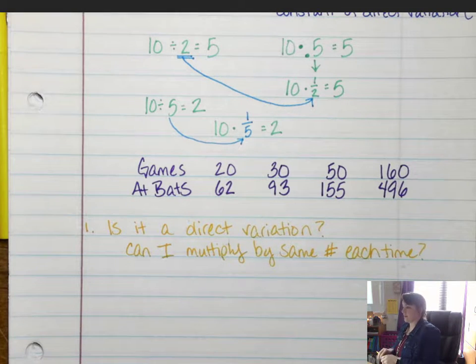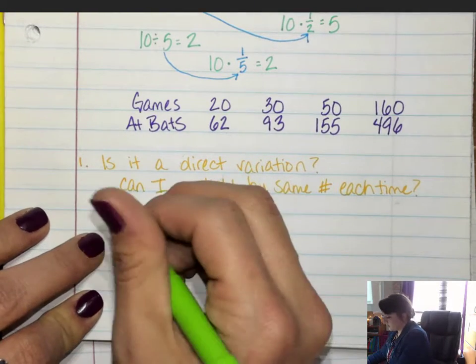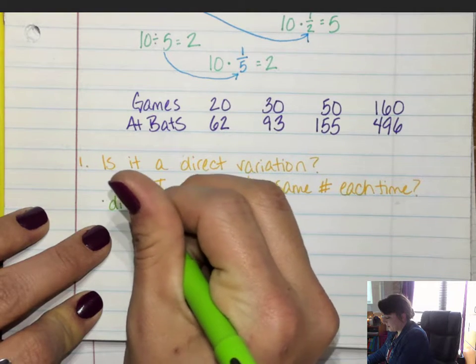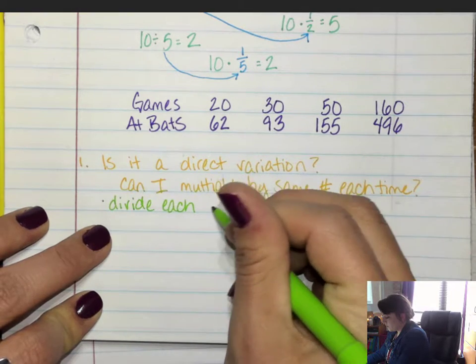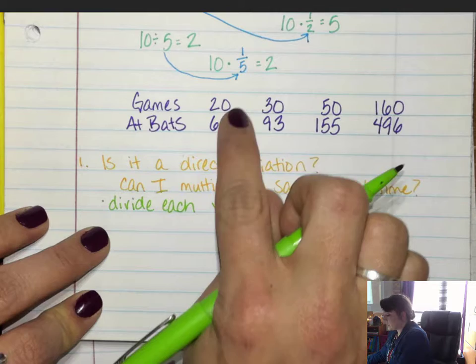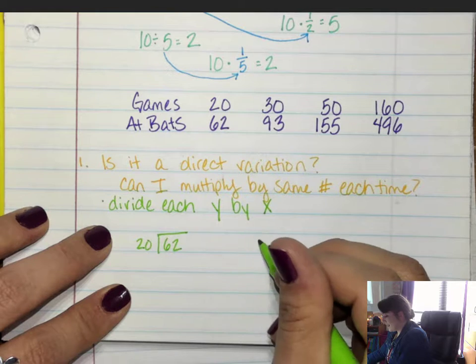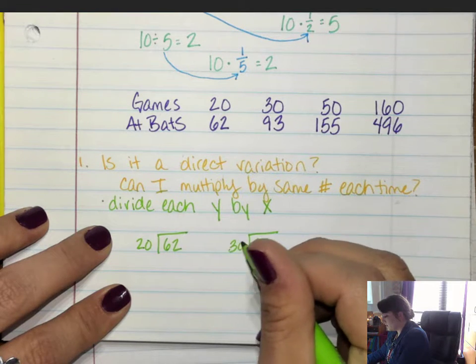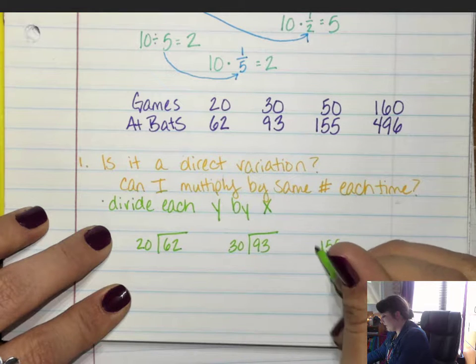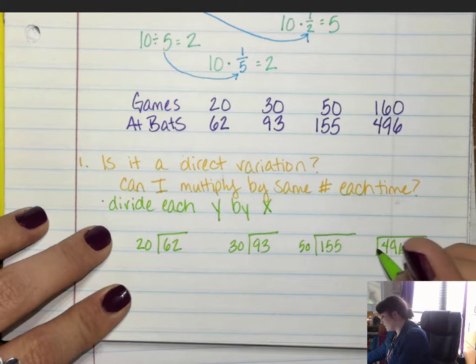So how would I check that? What's the opposite of multiply? Divide. So what you have to do, and it seems really tedious, and I'm sorry, but it is what it is, you need to divide each y by x. So I've got 62 divided by 20. 93 divided by 30. 155 divided by 50. And 496 divided by 160.